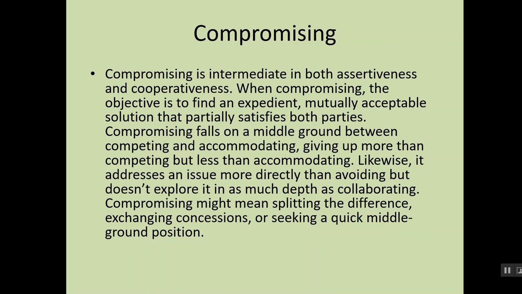And the third one is compromising. Compromising is intermediate in both assertiveness and cooperativeness. The objective is to find an expedient, that means mutually acceptable, solution that partially satisfies both parties. It addresses an issue more directly than avoiding, but doesn't explore it in as much depth as collaborating.